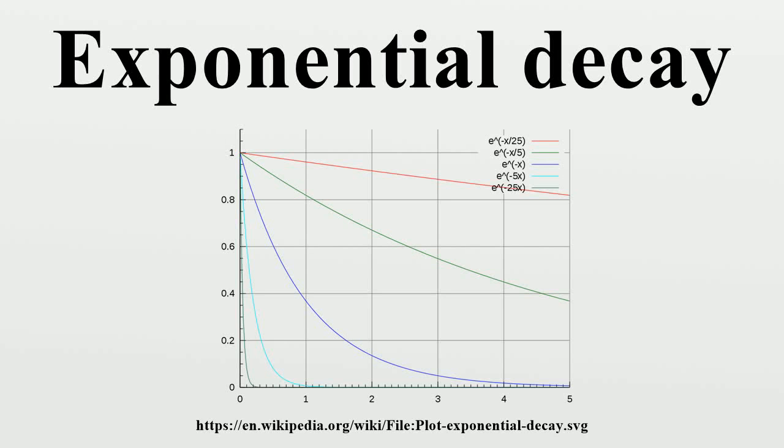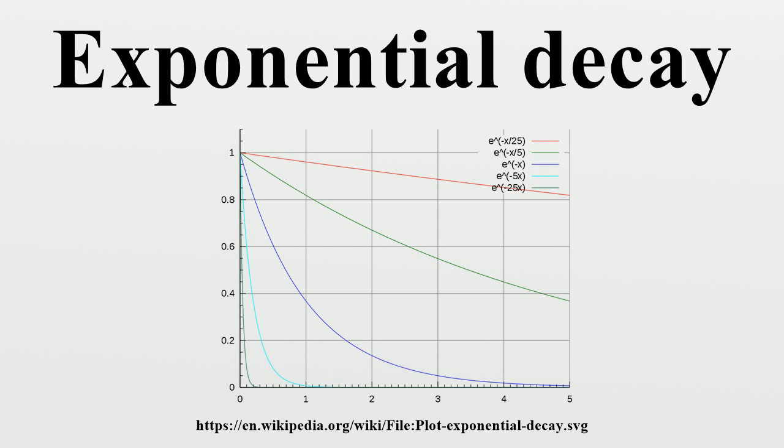A quantity is subject to exponential decay if it decreases at a rate proportional to its current value. Symbolically, this process can be expressed by the following differential equation, where N is the quantity and lambda is a positive rate called the exponential decay constant. The solution to this equation is, where N is the quantity at time t, and N0 equals N(0) is the initial quantity, i.e., the quantity at time t equals 0.